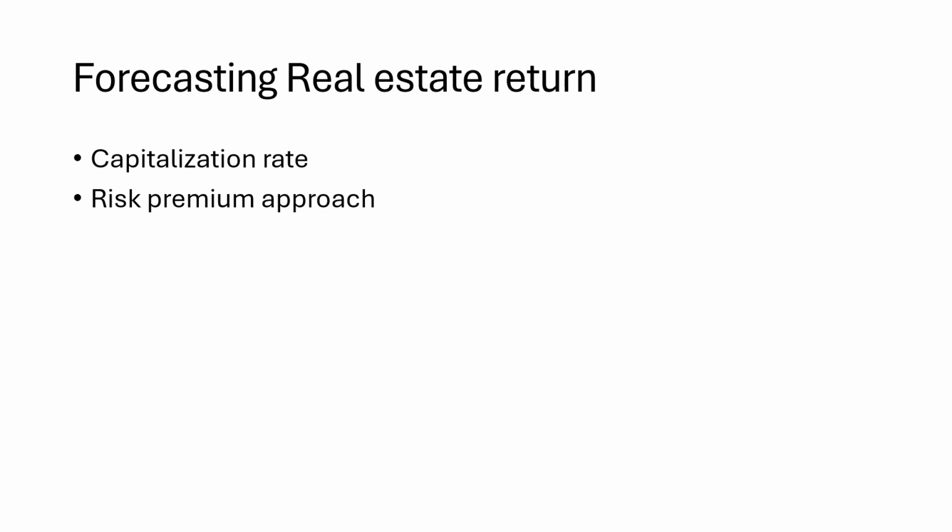Okay, now let's look at forecasting real estate return, our third asset. There are two approaches to it. One is again the cash flow approach. The discounted cash flow approach is actually the capitalization rate, or we can call it the cap rate. And then the second is the risk premium approach.